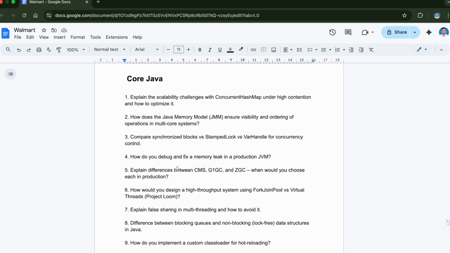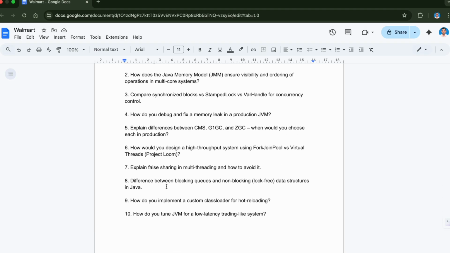Question number 4 is, how do you debug and fix a memory leak in a production JVM? Explain the difference between CMS, G1GC, ZGC, when would you choose each in production? Question number 6 is, how would you design a high throughput system using ForkJoinPool versus virtual threads? Explain false sharing in multi-threading and how to avoid it.